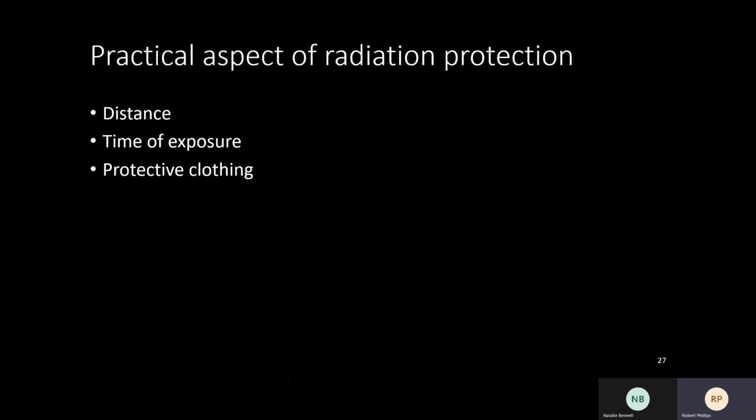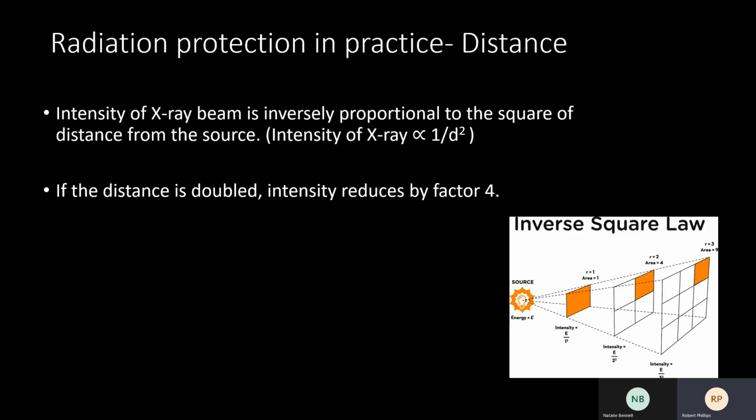So this is more about the theoretical aspect of radiation protection, but what can we practically do individually when we go to the operation theater or angiographic suite? Again, there are three important things to remember. First is distance. Second is time of exposure. And finally, third is protective gear, protective clothing.